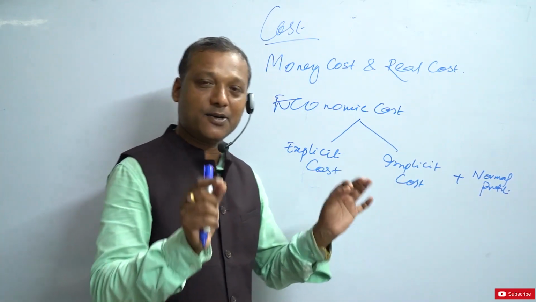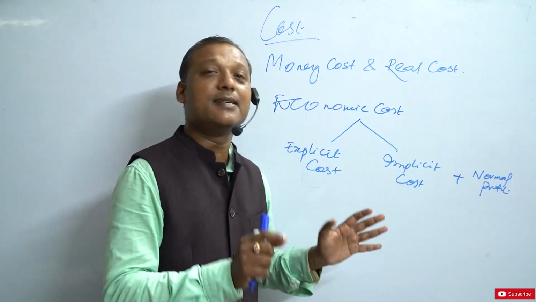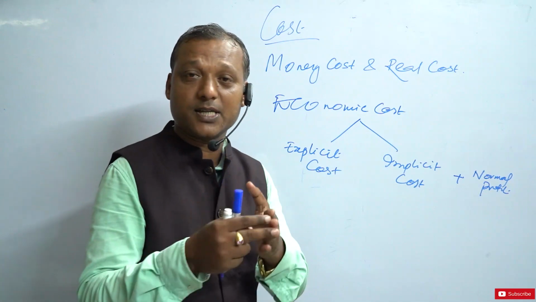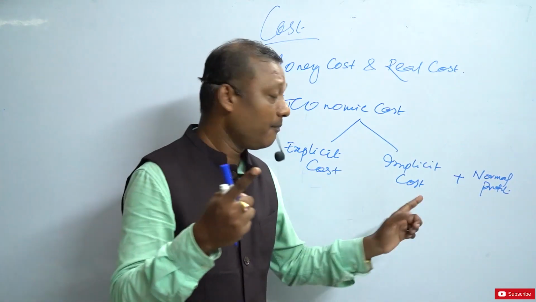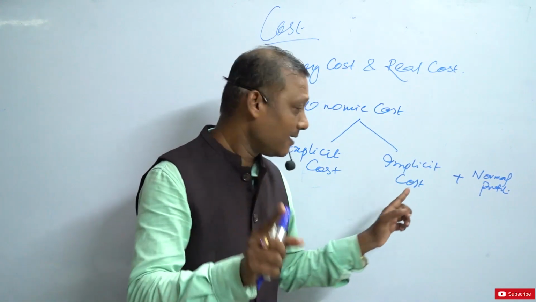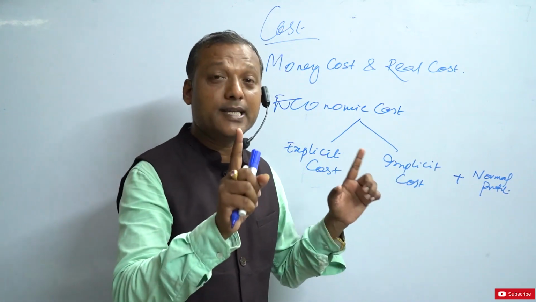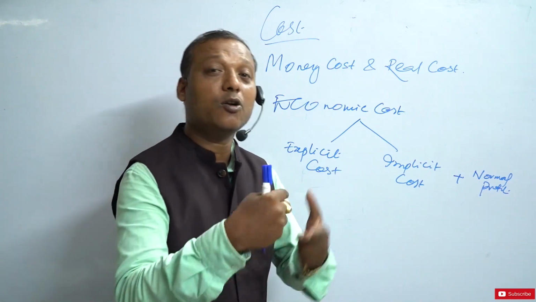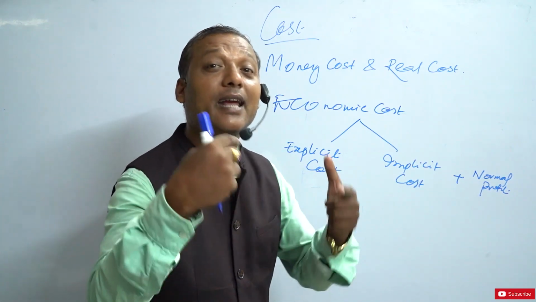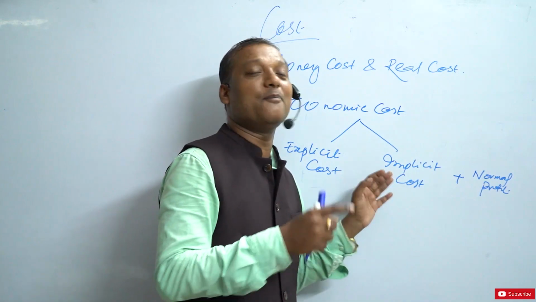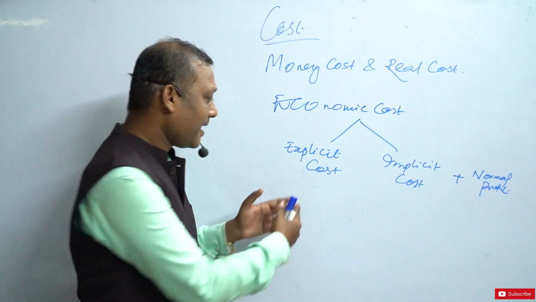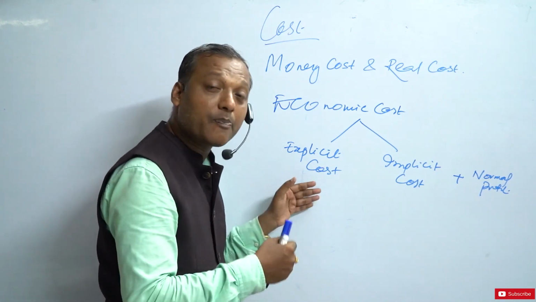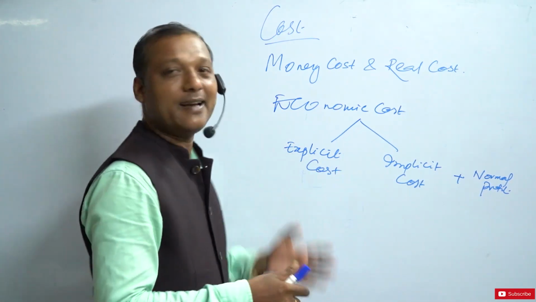So implicit cost is the cost which is retained by the producer, which is paid for the factor services owned by the producer. Remember one thing, listen carefully: implicit cost is the cost paid for the factor services owned by the producer, and the cost is retained by the producer himself. That is called implicit cost. Whereas in case of explicit cost, he is paying the expenditure outside.